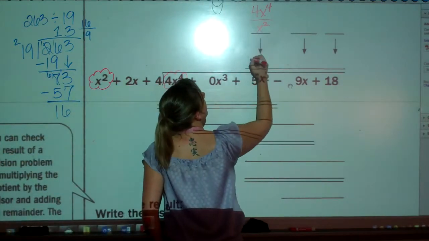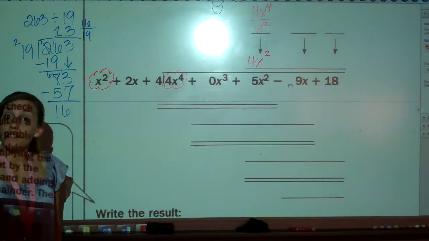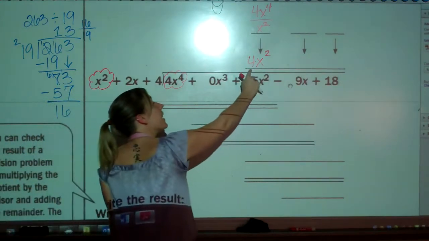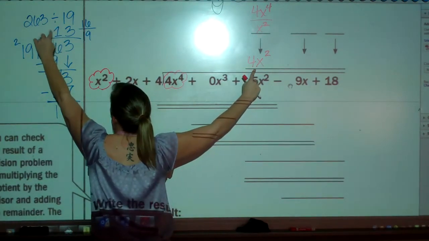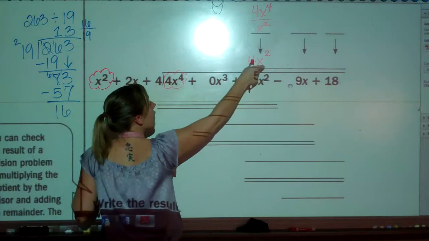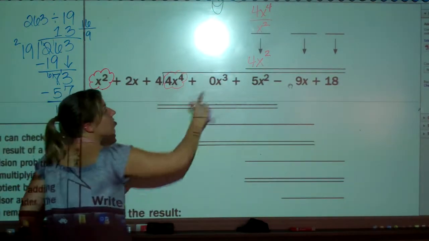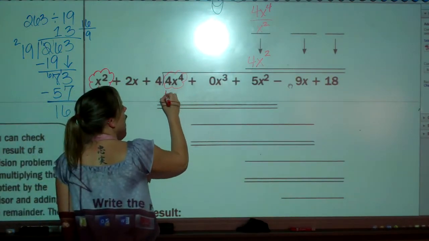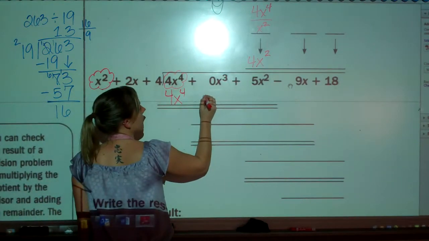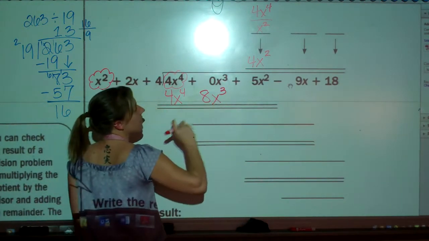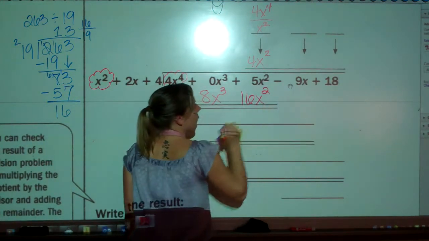So when I divide that, I get 4x squared. So that's the first term of my answer. So now I take this 4x squared, and just like I multiplied whatever I had up here by whatever I have out here, I do the same thing here. I take this 4x squared, and I multiply it to each of those. So 4x squared times x squared is 4x to the fourth. 4x squared times 2x is 8x to the third. And 4x squared times 4 is 16x squared.